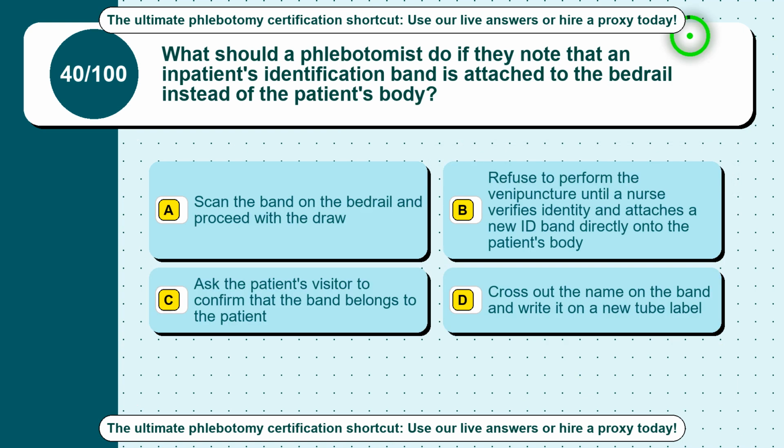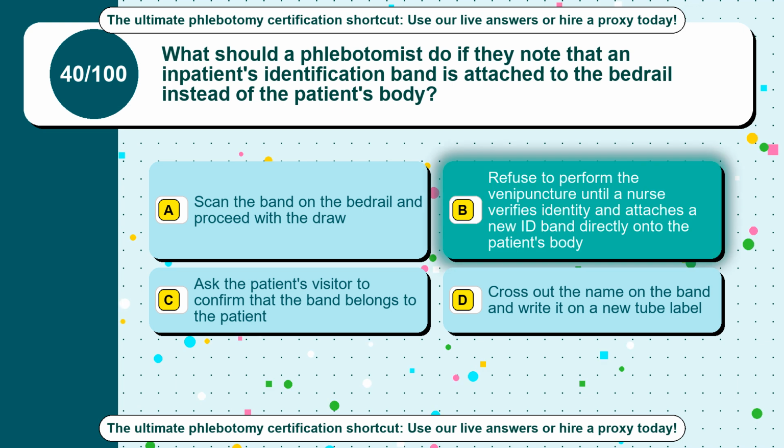Question 40. What should a phlebotomist do if they note that an inpatient's identification band is attached to the bed rail instead of the patient's body? Option A, scan the band on the bed rail and proceed with the draw. Option B, refuse to perform the venipuncture until a nurse verifies identity and attaches a new ID band directly onto the patient's body. Option C, ask the patient's visitor to confirm that the band belongs to the patient. Option D, cross out the name on the band and write it on a new tube label.